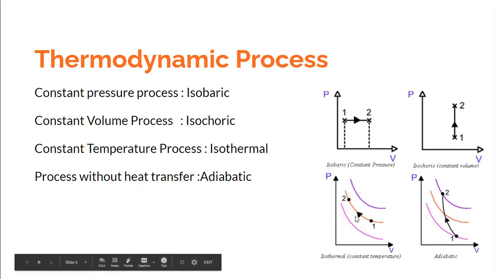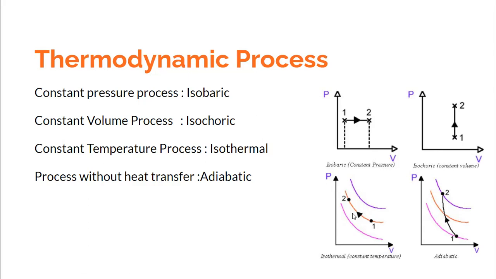The third process is the isothermal process, meaning that in this process, the temperature remains constant. If a certain process happens such that there is no heat transfer across the system boundary, then such a process is known as an adiabatic process. Adiabatic means there is no heat transfer across the system boundary. So similar processes you would be studying in practice in engineering real life.